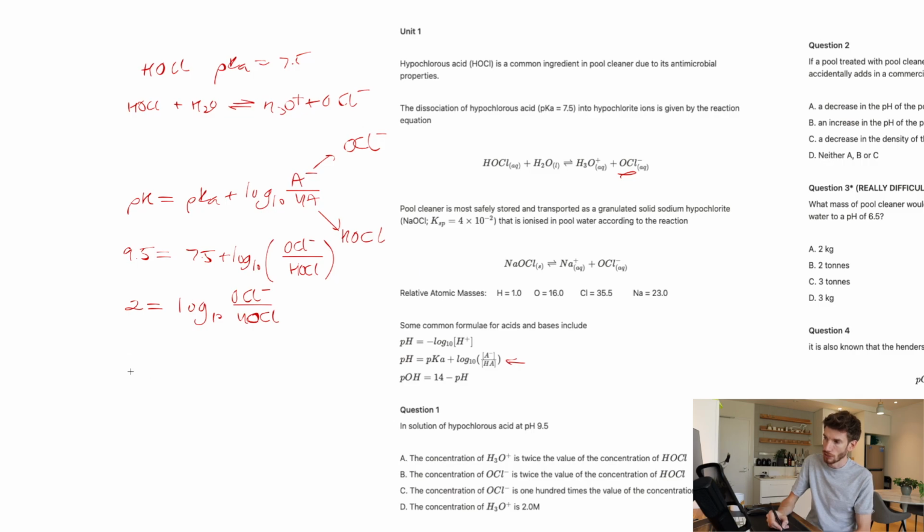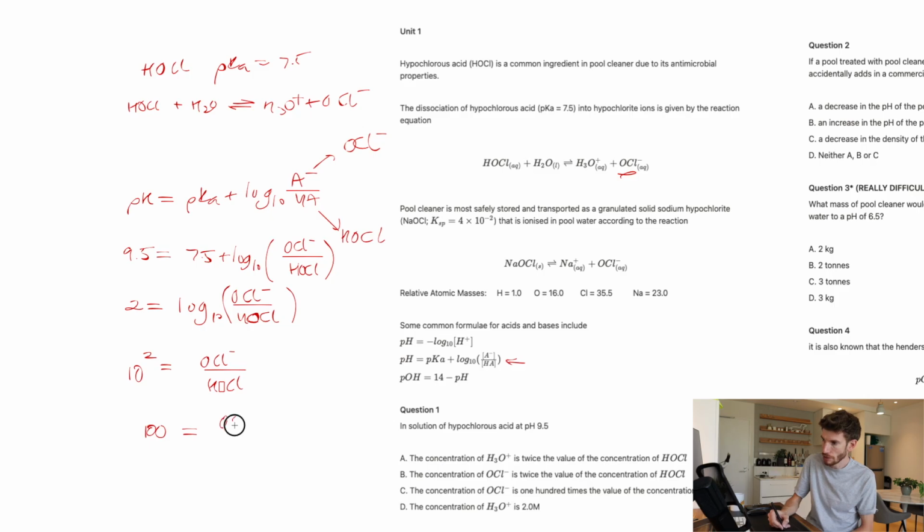And we can rearrange this. So now 10 to the power of 2 should be equal to OCl negative over HOCl. If you've seen my logs and exponentials video, I explain the way that I rearrange logs is I just use the concept of bracket equals base to the power of the answer, where each of those 3 parts are part of the log. So here this fraction is equal to the base, which is 10 to the power of the answer, which is 2. And that really means 100.